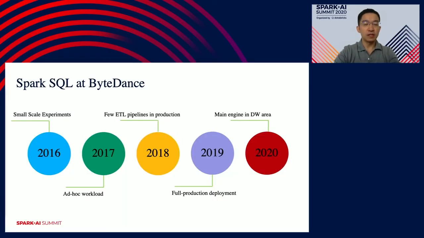We introduced Spark into Bytedance in 2015. Before 2016, we just ran Spark SQL for small-scale experiments. At the end of 2017, Spark SQL supported parts of the ad hoc query workloads in Bytedance. Then at the end of 2018, Spark SQL supported most ad hoc queries and a few ETL pipelines in production. At the end of 2019, Spark SQL supported a majority of ad hoc queries and most ETL pipelines in production. Now, Spark SQL is the main engine in the data warehouse area at Bytedance.